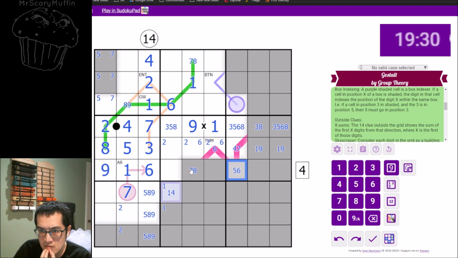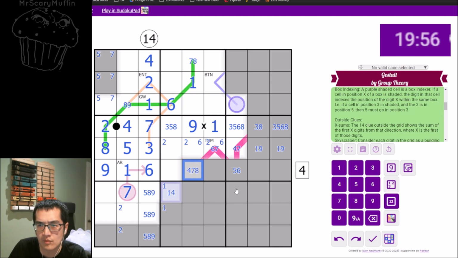This can't be a 6, I don't think. 5, 6, 7, 8. Oh no, this could be a 7. And then if this was 8, 7, 7, 6, 5, 4, 4, 3, and 2, which means this is 3, 4, or 5, and this is 4, 5, or 6.